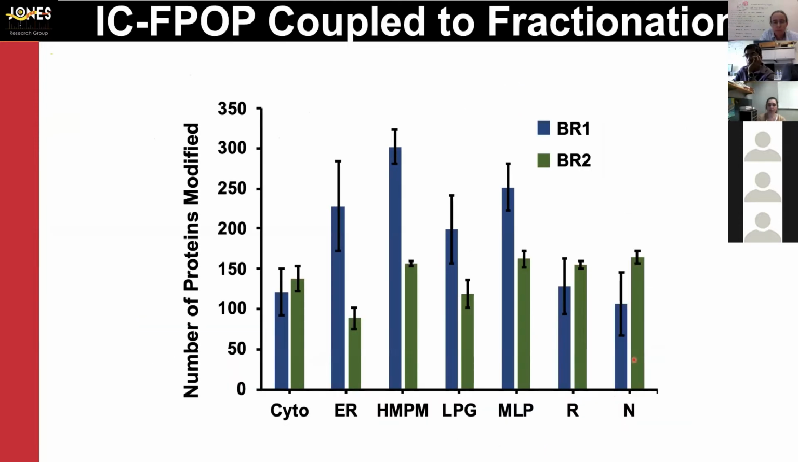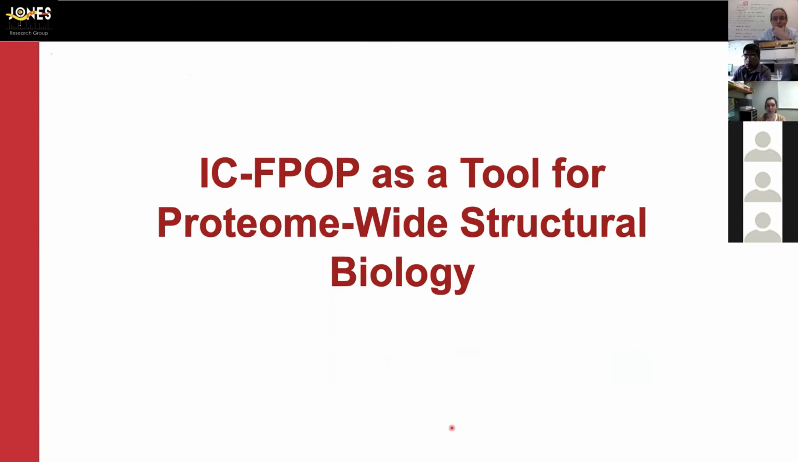And so what we found across two biological replicates is that we actually get hundreds of proteins modified in each fraction. So we are modifying proteins in various organelles. So now we feel like in-cell FPOP is a general strategy that can be used to study a wide variety of proteins, no matter where they're located inside the cell. And this, coupled with the fact that we can get structural information on thousands of proteins in a single experiment, we think it'll be a good tool for proteome-wide structural biology and looking at things on a more global systems biology kind of scale.